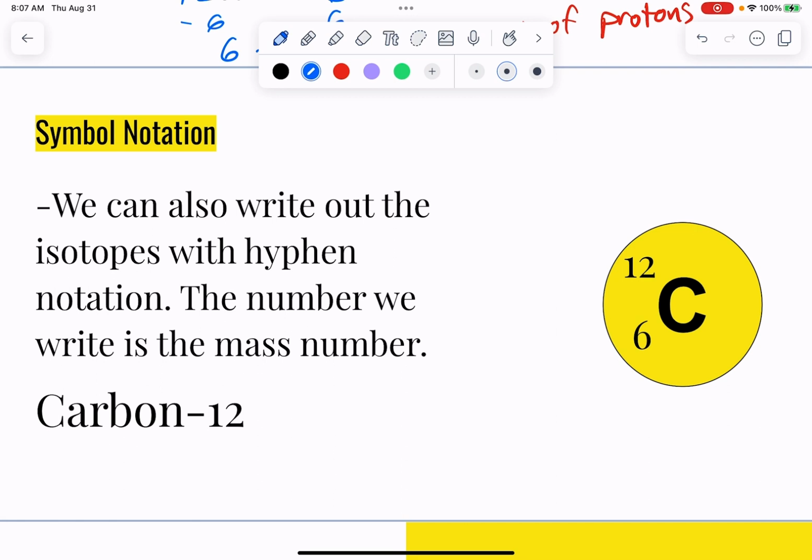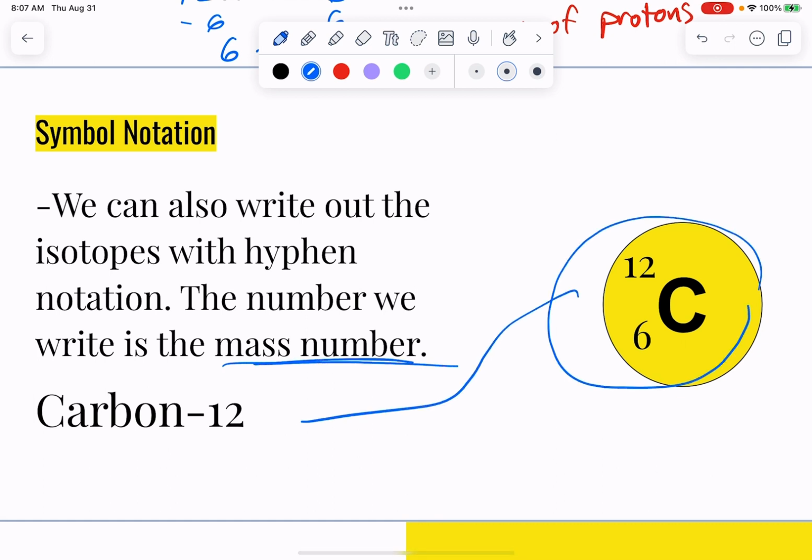Another side note here, when we're talking about the mass number, we can write these atoms in hyphen notation, where we write the element followed by the mass after a dash. So in this case, this carbon-12 atom has a mass of 12.